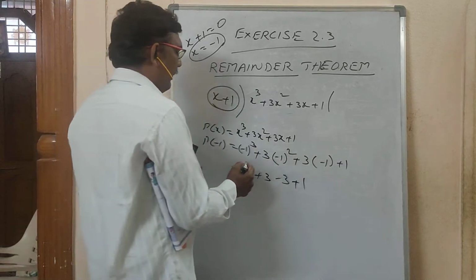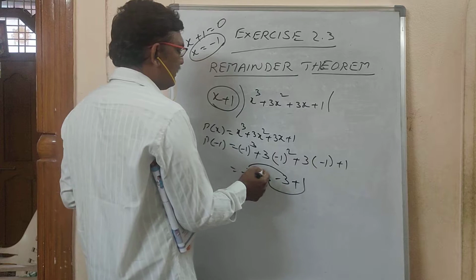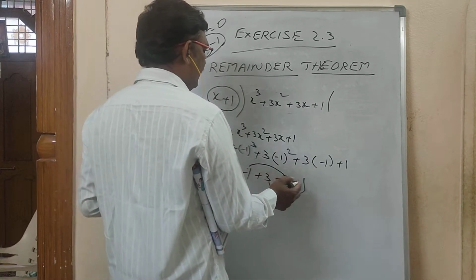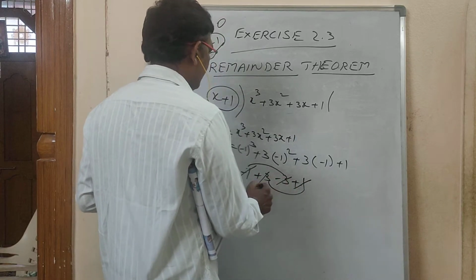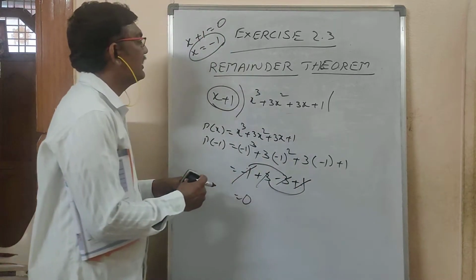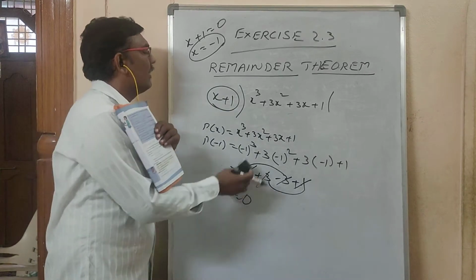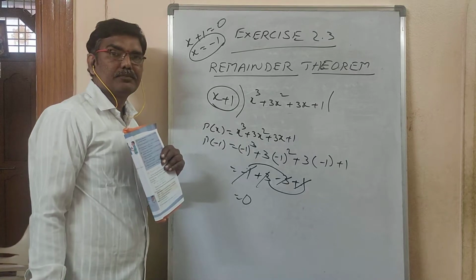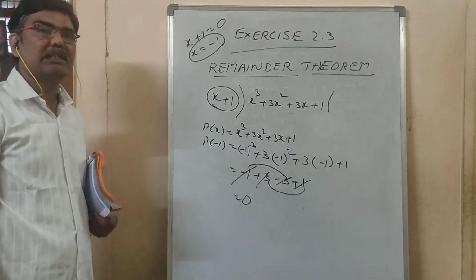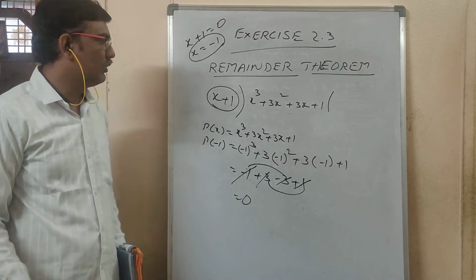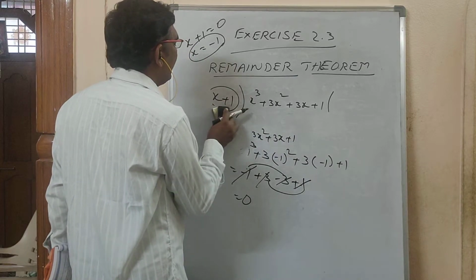Now, two minus terms are there, two plus terms are there: minus 1, minus 3, plus 3, plus 1. You can cancel minus 1 plus 1, and plus 3 minus 3. How much did you get here? 0. Means the remainder is 0. Is it true or false? Can we check it or not? That checking we will do by doing the actual division.